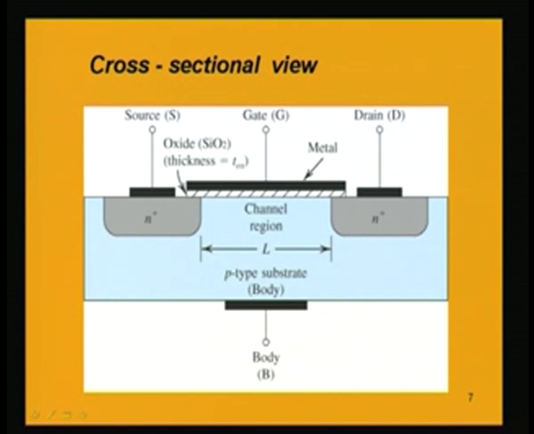So, this is the cross sectional view, and this oxide layer, that is the layer of silicon dioxide, has a thickness which is denoted by T ox. T subscript ox means it is the thickness of the oxide material.